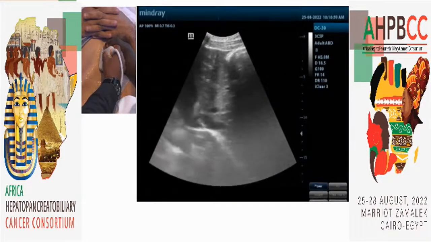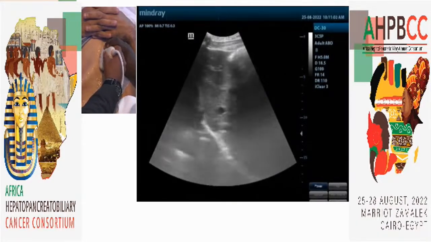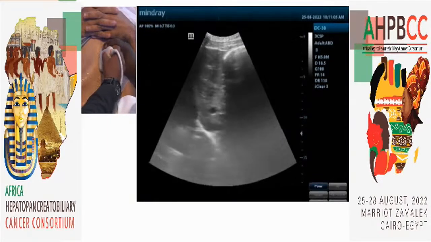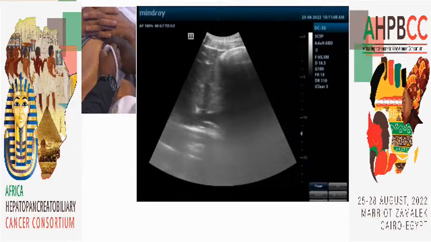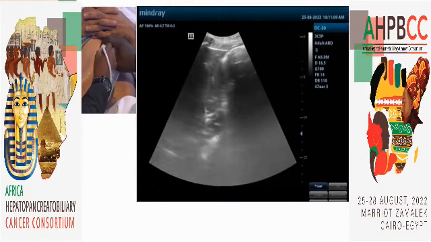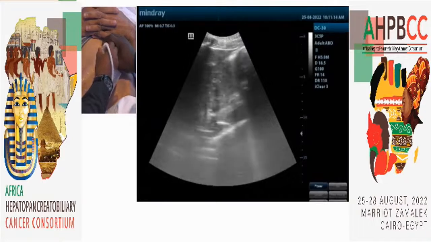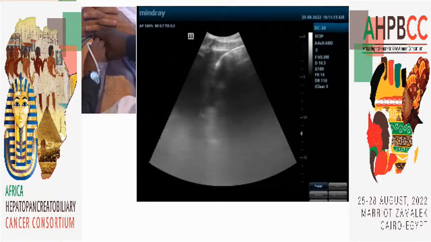Look at the caudate lobe. You can see the IVC also showing down there. Get your patient involved. You need your patient's cooperation. Yes, he is very cooperative. No problem so far.